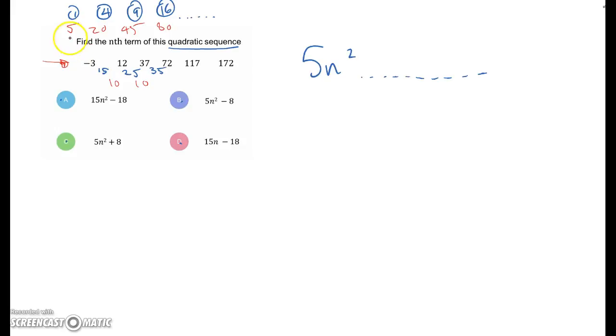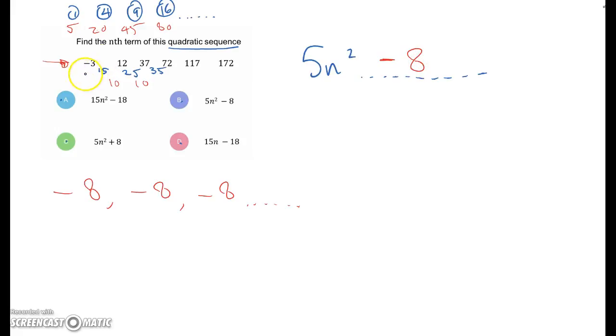So -3 take away 5 gives me -8. 12 take away 20, so it's always the sequence take away your squared numbers. 12 take away 20, -8. 37 take away 45, -8. Oh, I'm getting -8 each time, and that gives me this bit up here.